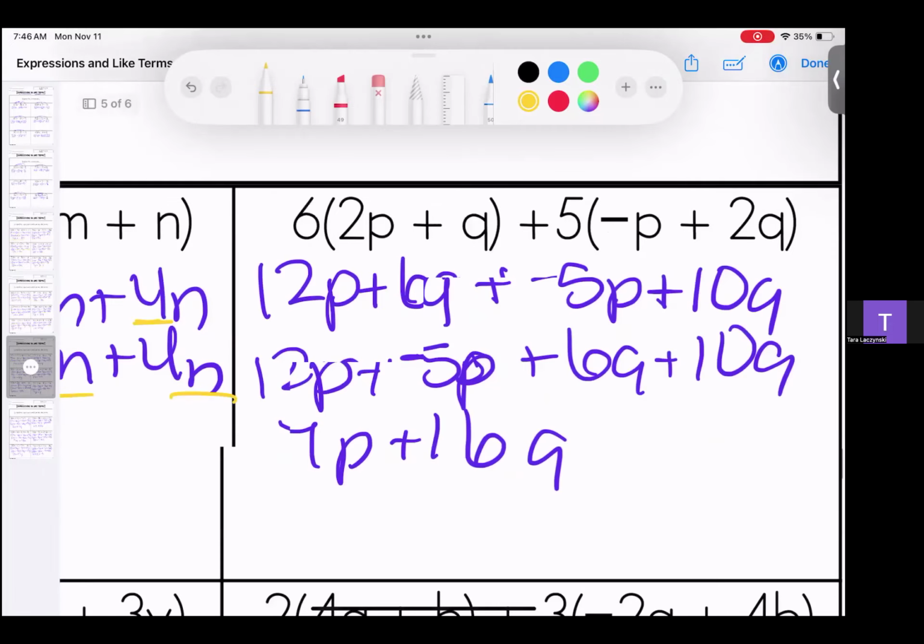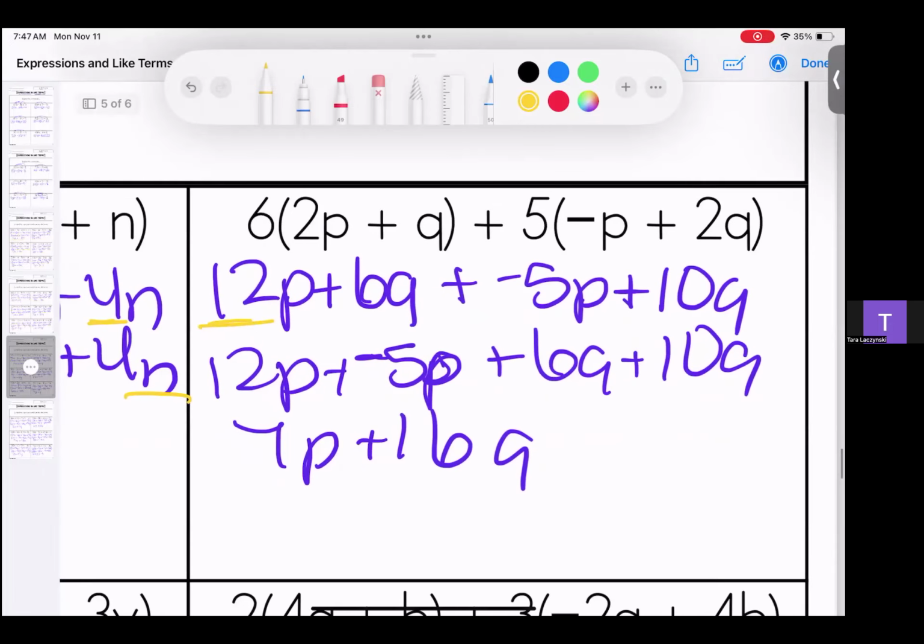Both numbers are positive. 6 times 2 is 12. 6 times 1 is 6. 5 times 1 is 5. 5 times 2 is 10. 1 negative. 12 minus 5 is 7. Bigger numbers positive. 6 plus 10 is 16.